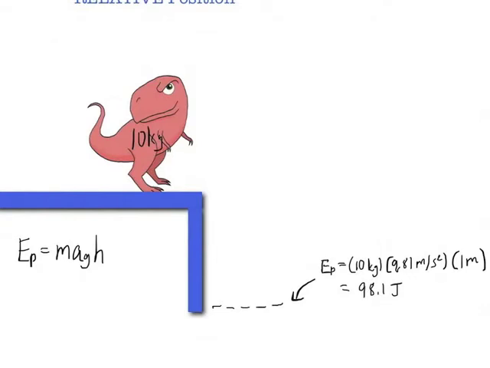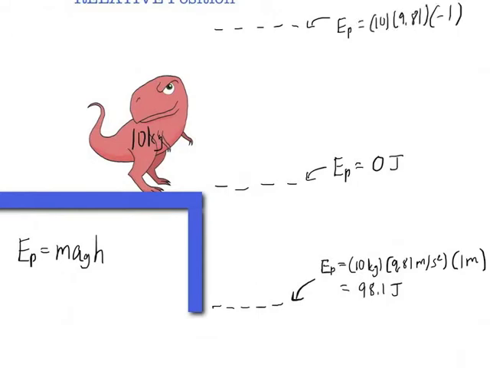That means the dinosaur has a potential energy of 98.1 joules relative to the ground. But if we set the reference point as the table surface, now h will be equal to 0. So the dinosaur has 0 potential energy relative to the table surface. And we can even go a step further and say our reference point is a meter above the table surface. In that case, the dinosaur's potential energy would now be negative 98.1 joules. So it's no longer a height above the reference point, it's now a height below the reference point.